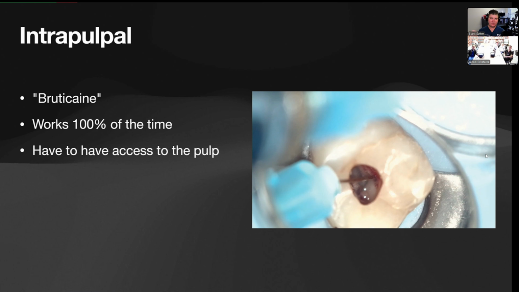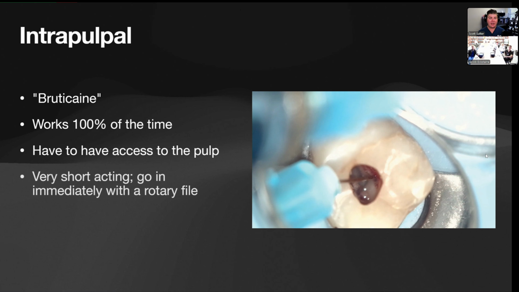So once you've accessed the pulp, you're going to take a 30 gauge short needle. This does have to be tiny because the pulps really are too small. That's the one issue I found with using those 25 gauge needles is they're just too big to fit inside the actual pulp canal. So I now keep 30 gauges specifically for intrapulpals. You're going to push. You only give like a stopper because that's all that you can really get in there. And the important thing is immediately go in with a rotary file. You want to rip that nerve out as quickly as possible as soon as you get them numb because it only lasts for about 15 to 30 seconds.